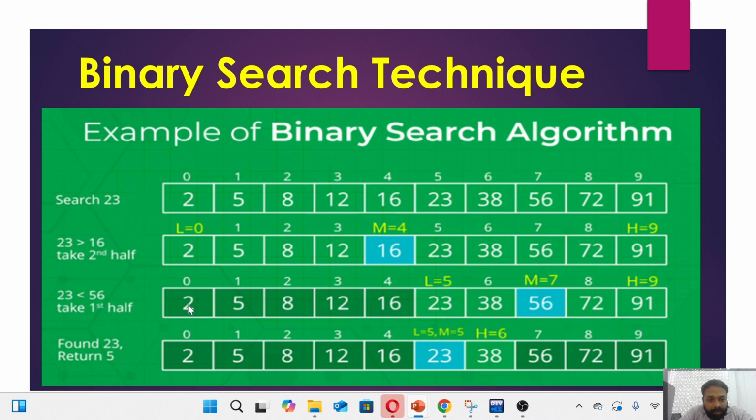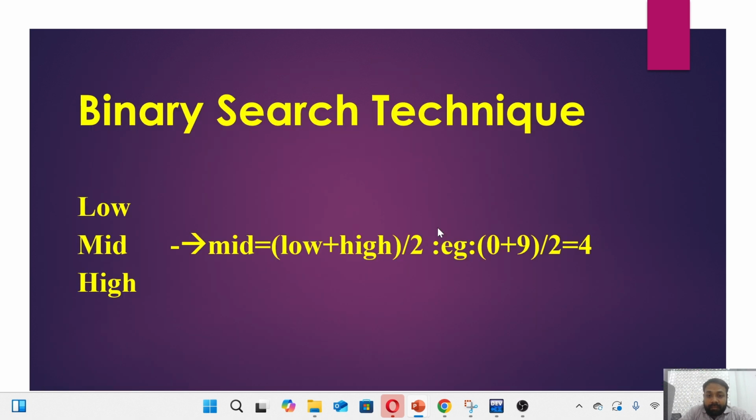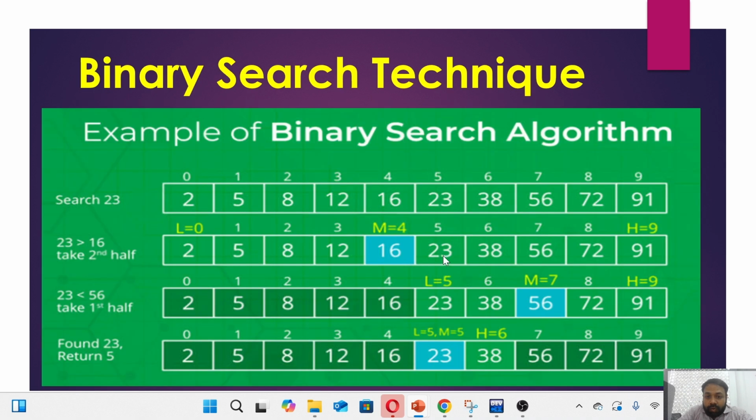If your element is in the first half, just observe, low is there but high is not there. High can be considered as mid minus 1. This could be high, because again I have to partition this. But for the given example, the element is available in the second half, so I am finding it in this second half. You can see H is available but L is not. Why are you looking for L here? You have to find out the formula. Again, what is the formula? Low plus high by 2. So L plus high by 2.